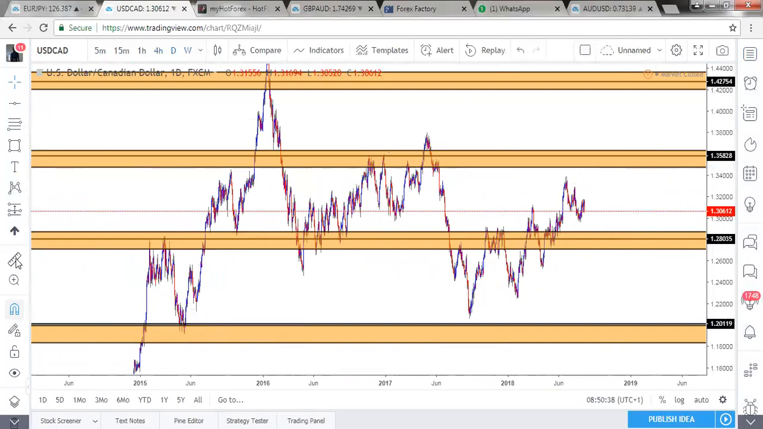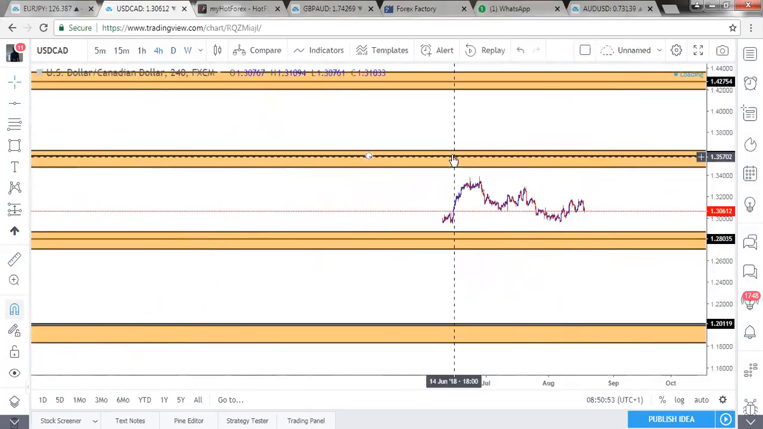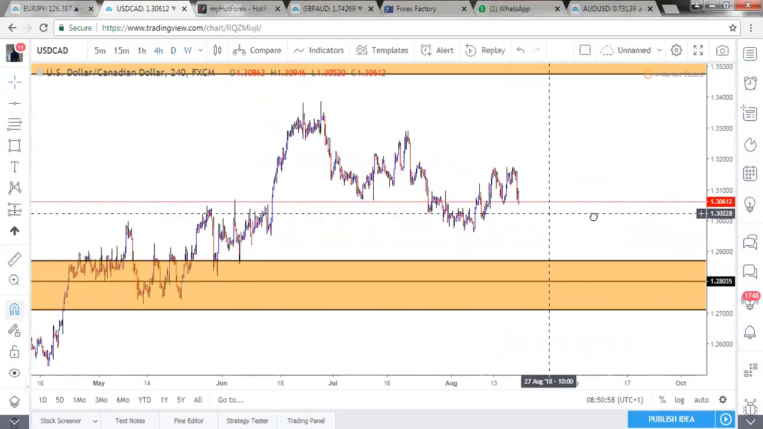So let me check the pip range I have between these zones. Okay, that's perfect. Just about 700 pip range. This is about 600 and something. This is about, so I guess that's fine. On the 4 hour, I could also mark up, go down to the 4 hour and find out some key areas on that time frame.